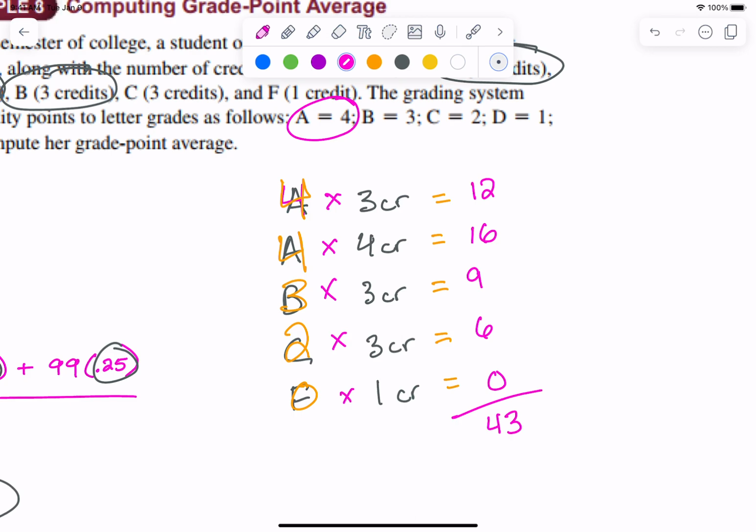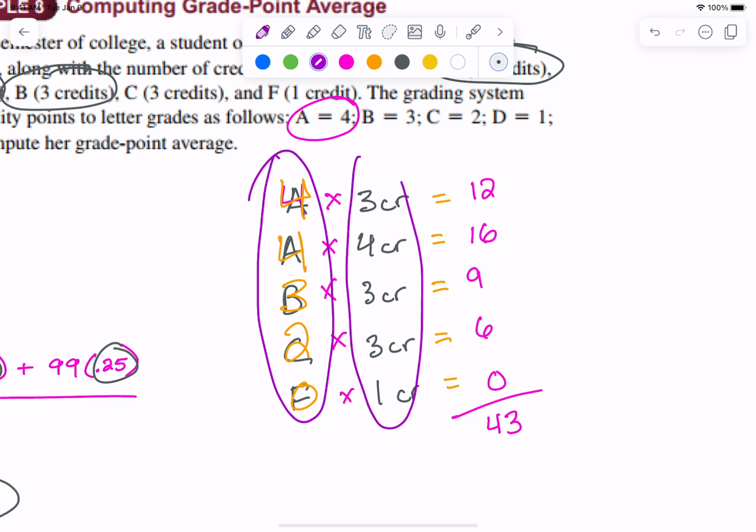All right, now, this is the biggest problem. 43. We have to divide by, okay? Which one do you divide by? Do you divide by these numbers added together or these numbers added together? Second one. The number of classes. No, the 3 plus the 4 plus the 3 plus the 2 plus the 1. That's per credit.